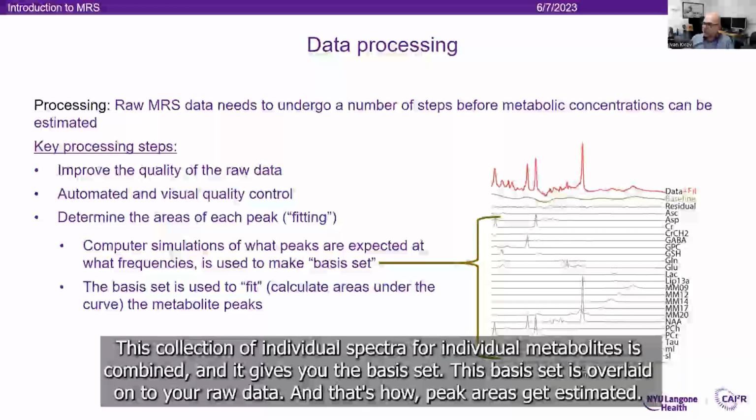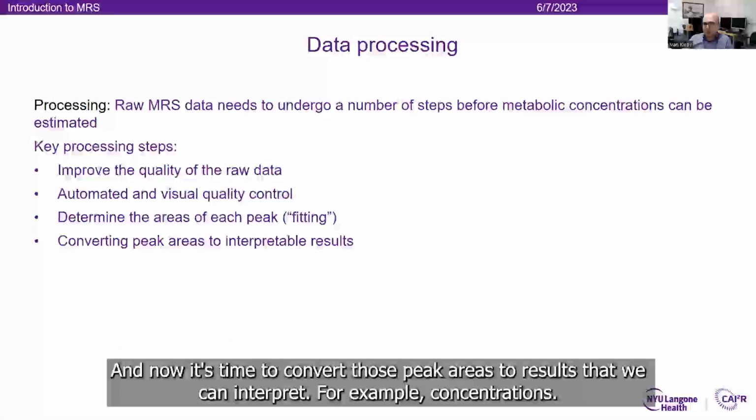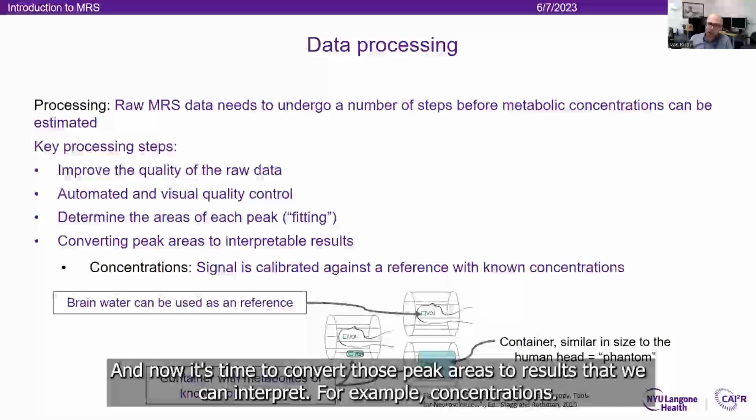This collection of individual spectra for individual metabolites is combined, and that gives you the basis set. This basis set is overlaid onto your raw data, and that's how peak areas get estimated. And now it's time to convert those peak areas to results that we can interpret. For example, concentrations. To get concentrations, the signal is calibrated against a reference with known concentrations.